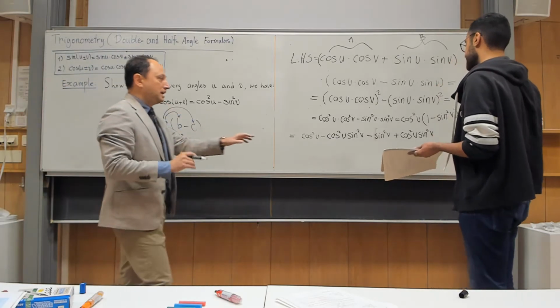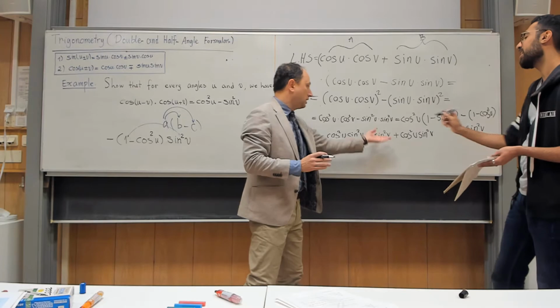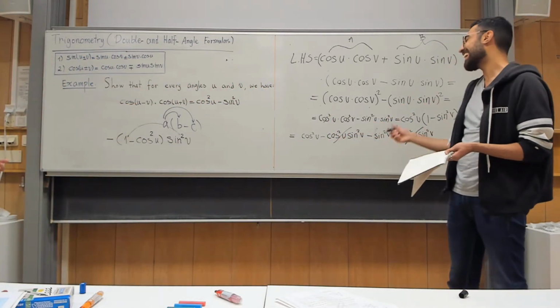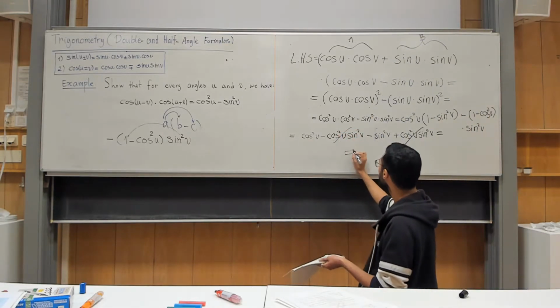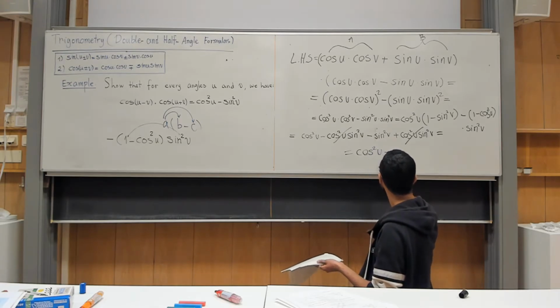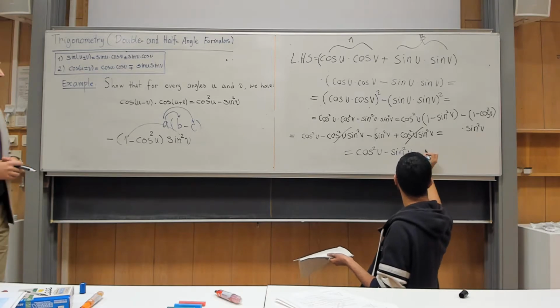Just wait a little bit. Everyone understands what is happening here? Yes. Everyone? Okay. Oh yeah, and then these two cancel each other out. That was the one that you were worried about. Yeah. Yes? So I told you that the problem is solved. And then you have just cosine squared u minus sine squared v, and then don't forget to write is equal to the right hand side.